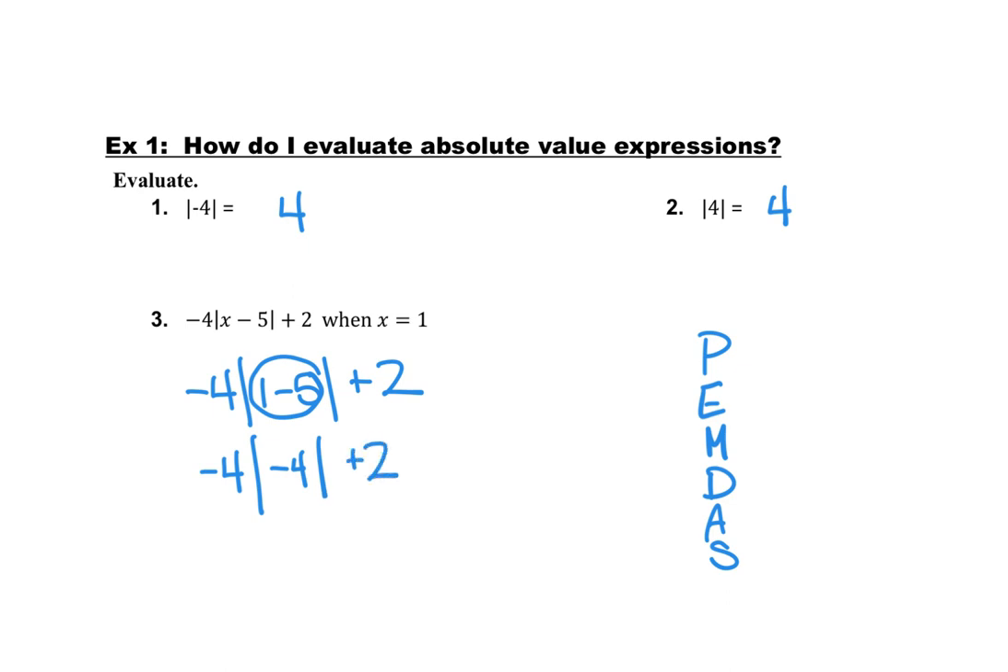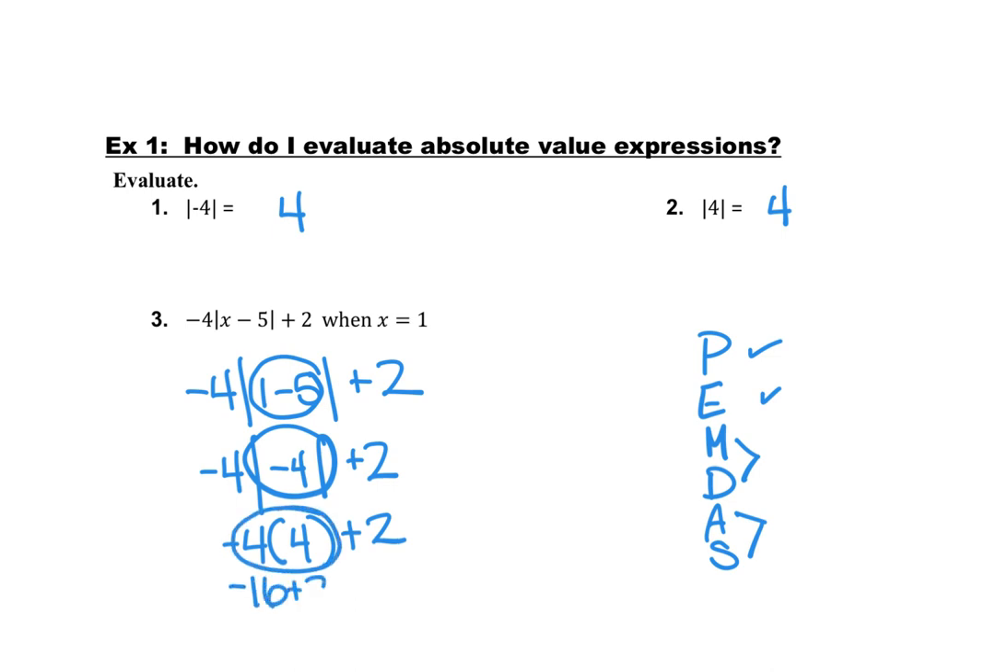Now we don't have any exponents, but we do have this absolute value, and that absolute value is on the same level as the exponents. So let's simplify that by taking the absolute value of -4. We have -4 times 4, and then plus 2. Then we remember we multiply and divide from left to right and add and subtract from left to right. So I'm going to have -16 plus 2, and that's going to be equal to -14.